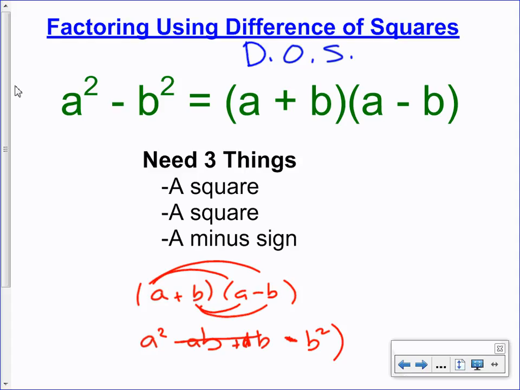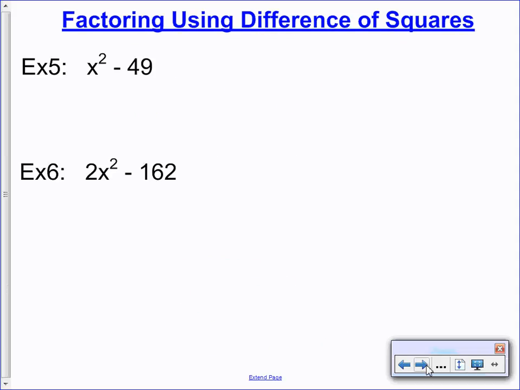Here we go. First, though, always check for greatest common factor. Is there one for x squared minus 49? Heavens no. So take the square roots. What's the square root of x squared? x and x. What's the square root of 49? 7 and 7. One's a plus, one's a minus. Done.